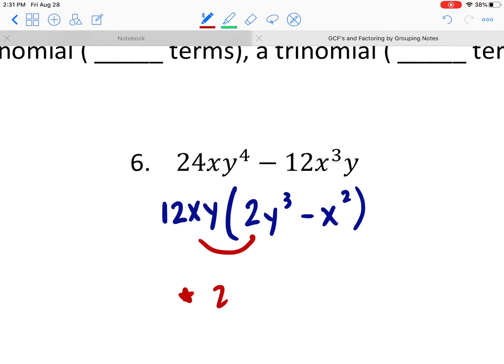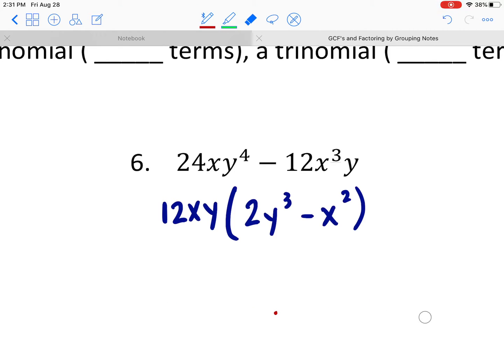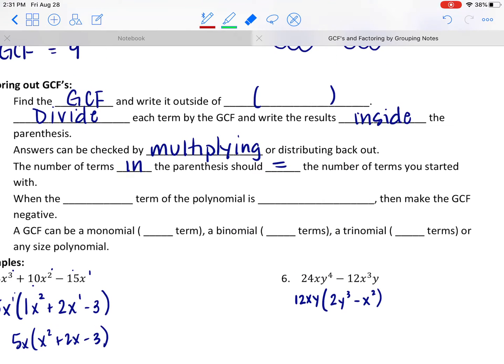If I multiplied, there's my 24, there's an x, and then 1, 2, 3, 4 y's. And then if I multiply here, 12 times negative 1 is negative 12. 1, 2, 3 x's there all together, and a y, which is exactly what we started with. Okay, so you can always use a quick multiplication, which if you wanted to do in your head also, you can use that quick multiplication to verify your answer. Alright, so there's that. Now, let's look at a few more examples.